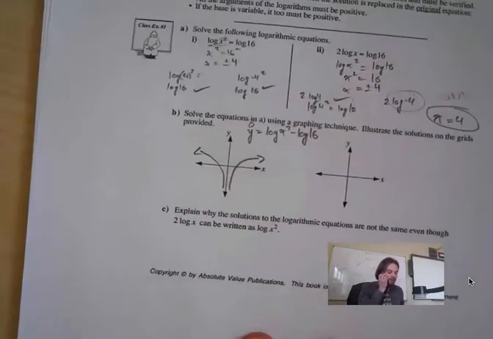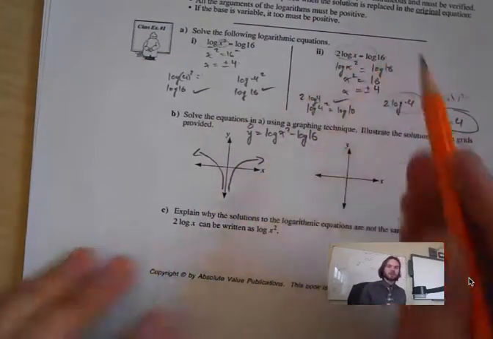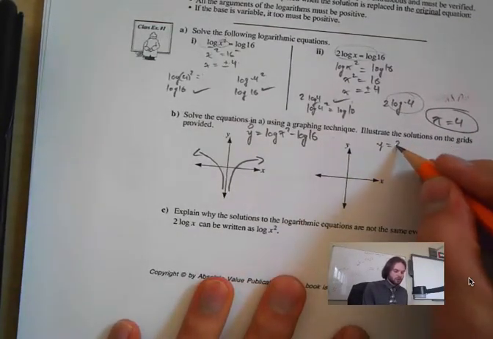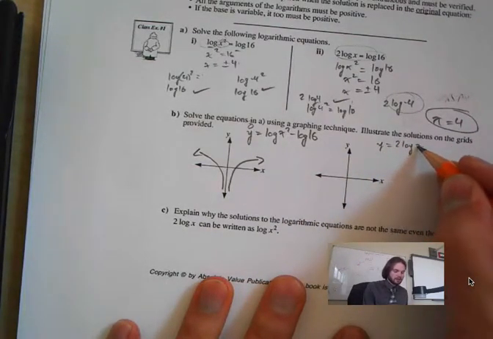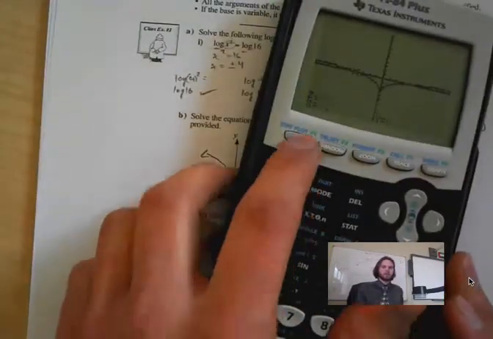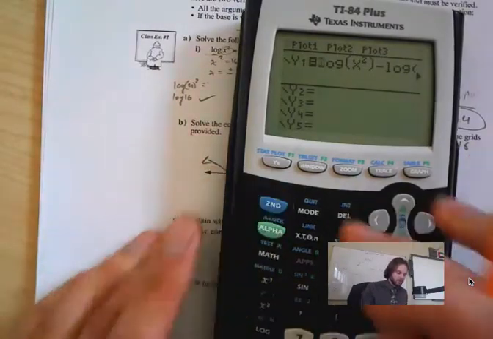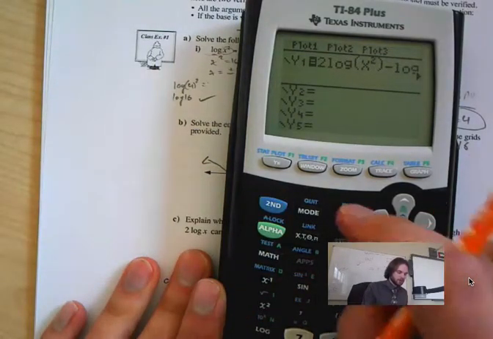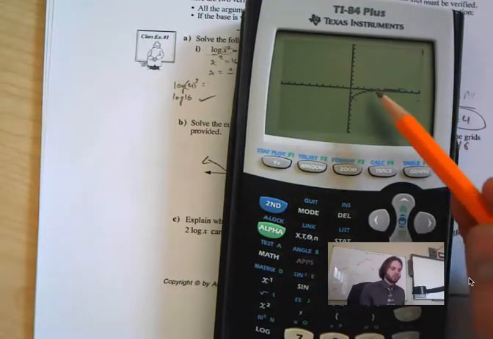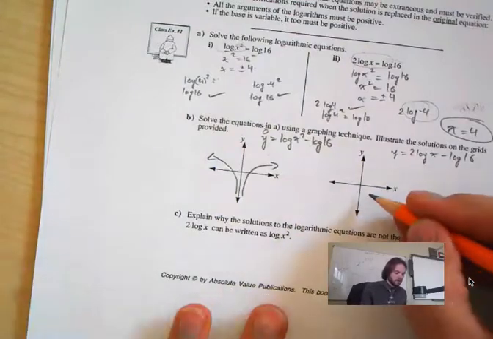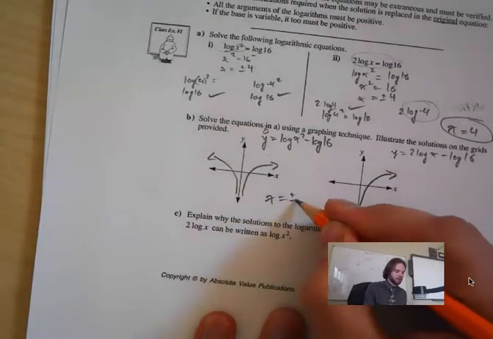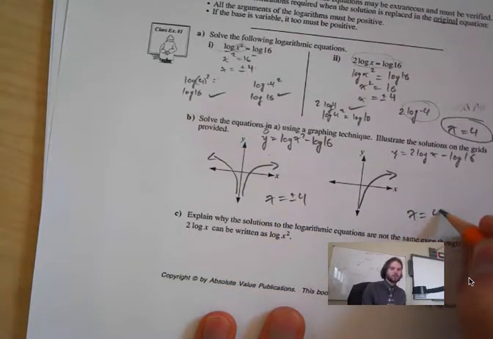So it works. Let's try graphing the second one, this equation here. I'm going to end up graphing y is equal to 2 log x minus log 16. So we have my y equals, and we're going to insert a 2 there, and that's essentially it. Now look at this graph, there's only one intersection, and that's at 4. So this one looks like this, and my intersect is x is equal to plus or minus 4. Here, x is only equal to 4.